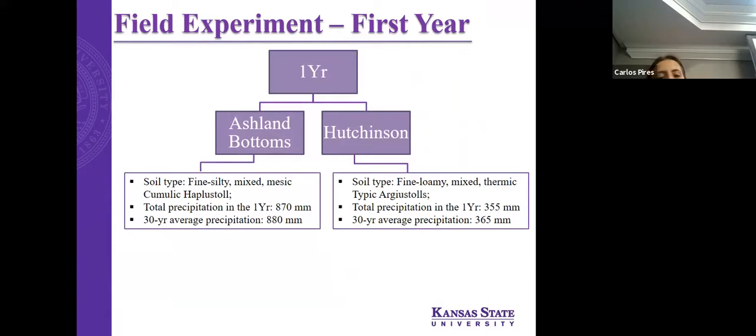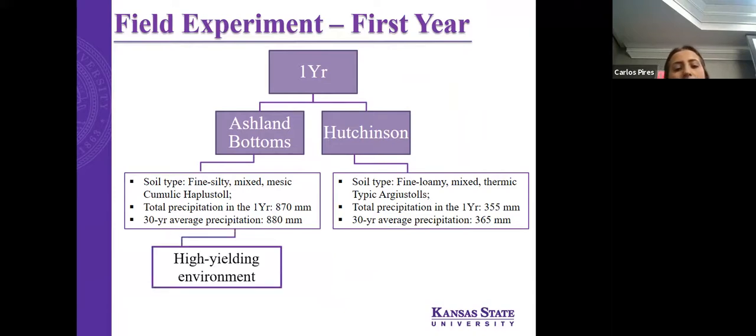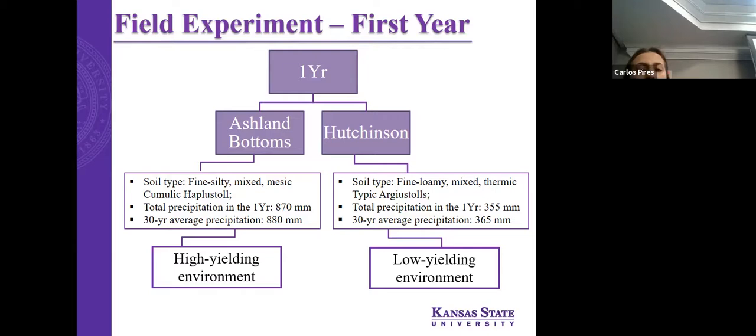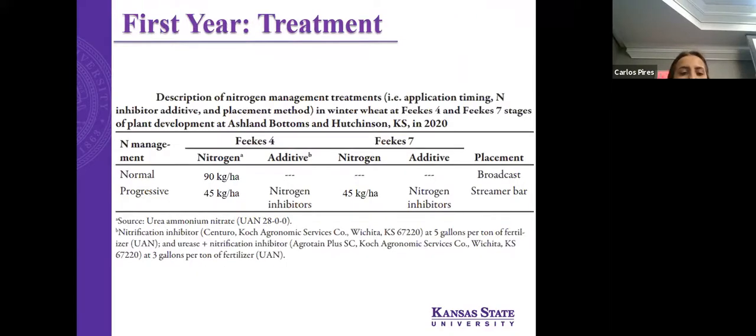So basically, for the first year, Ashland and Hutchinson, as we know, have different characteristics, environment conditions and soils. So we consider Ashland for this first year as a high yielding environment and Hutchinson as a low yielding environment. Sorry. So when I talk about high yielding environment, I'm talking about Ashland, and low yielding environment, I'm talking about Hutchinson.